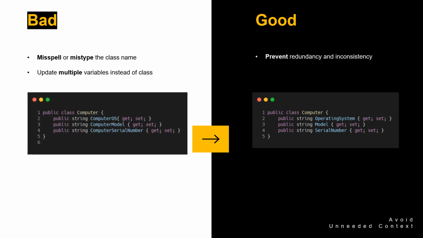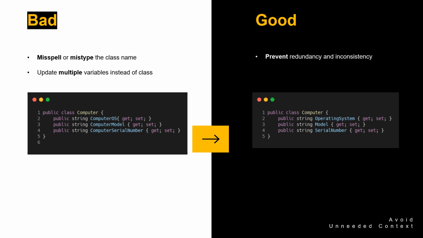For example, if you have a class called Computer, it is unnecessary to include the word computer in each of the class's properties. Instead, you can simply use descriptive names such as operating system, model, and serial number. This makes the code easier to read and understand, as the context is already provided by the class name.